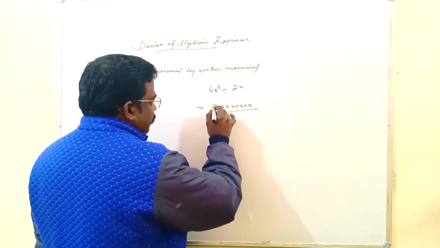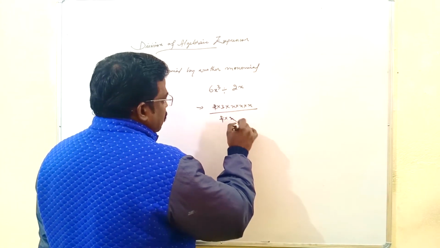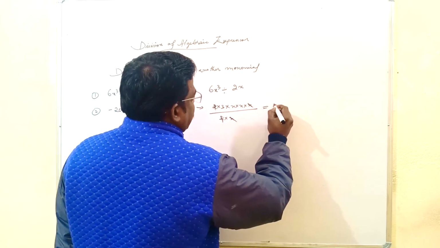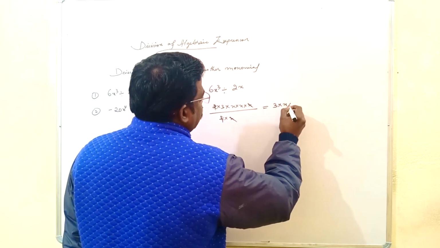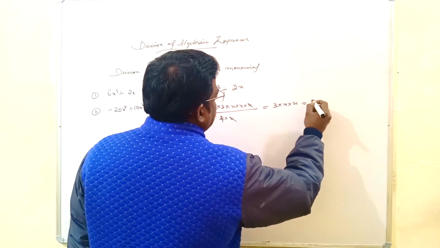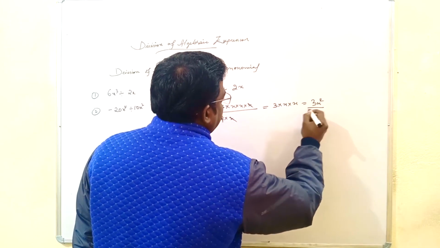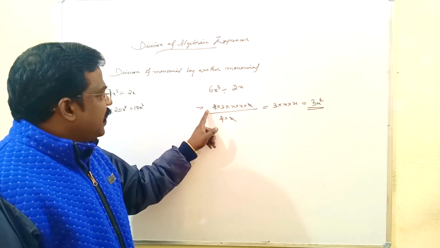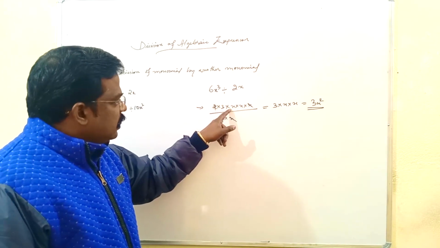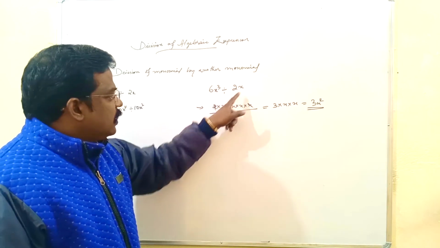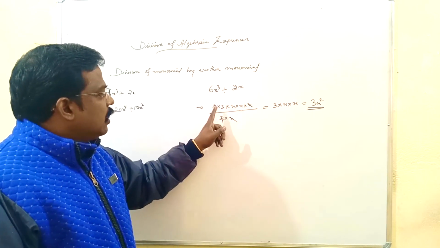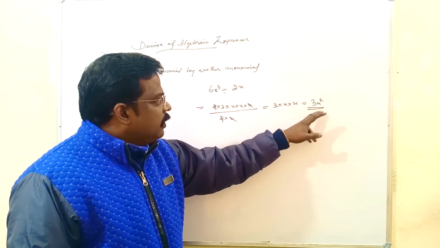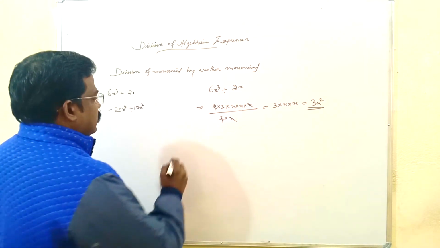So the common 2 and 2 can be cancelled, and one x also can be cancelled. So what terms are remaining? 3 into x into x, that is 3x square. This is the answer for that. So 6x cube can be factorized as 2 into 3 into x into x into x, and 2x is 2 into x. Then you divide the common factors and the remaining terms you will get as the answer.